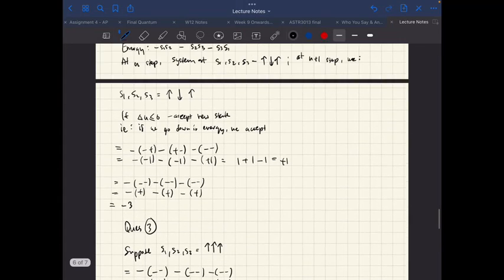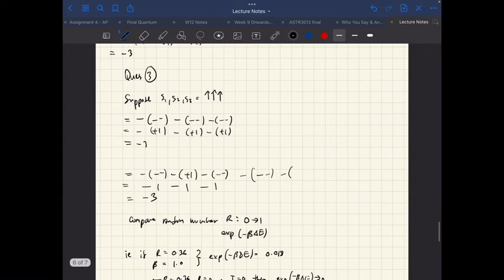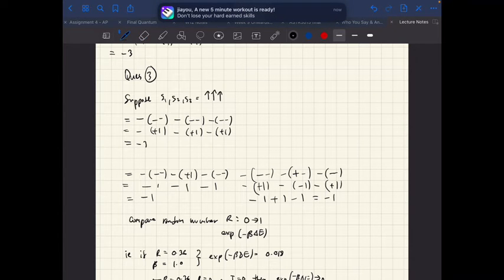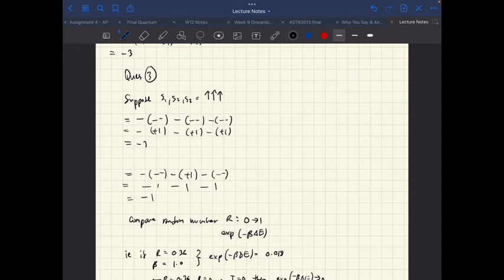Sorry, what was the energy again? S2 now is positive, negative, and then negative. So this will be +1, this will be -1, and this will be +1, right? Negative, so we got -1, +1, -1. That means we got -1. Sorry, I got this wrong, this should be -1. So the initial energy is smaller than the trial energy.